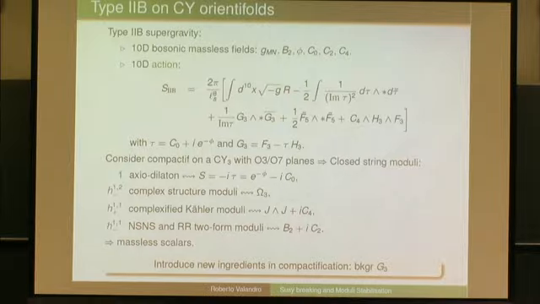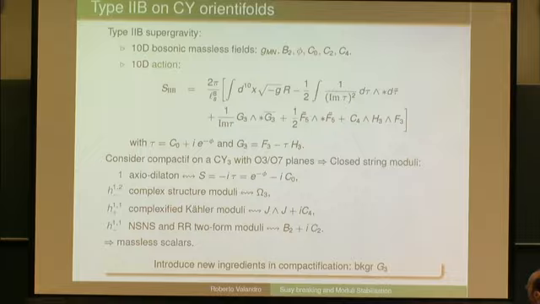So there are bosonic massless fields and their fermionic part, and the bosonic ones are the metric, a two-form and a scalar, that is the dilaton, in the Neveu-Schwarz sector. And then in the Ramond-Ramond sector, there is an axion C0, a two-form C2, and a four-form C4 that are organized in this 10D action.